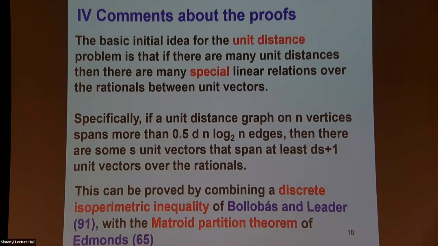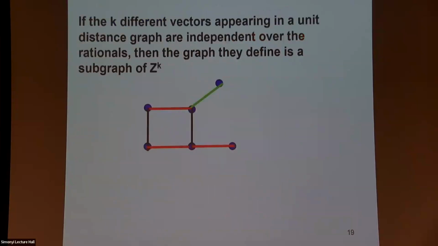So this can be proved in a pretty short way, basically by combining two known results. Although our initial proof was more direct, this is shorter. So what we combine is a discrete isoperimetric inequality of Bollobás and Leader, I'll say a little bit more about it, with the matroid partition theorem of Edmonds. And again, I'll tell you a little bit more about this too. So here are a little bit more details. Suppose we have these endpoints in the plane, and we have a lot of unit distances with respect to some norm among them.